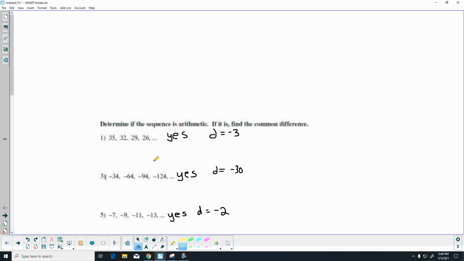Alright, let's go ahead and go through our homework. Here we needed to determine if the sequence is arithmetic, and if so, the common difference. All three of these are. On the first one, I'm subtracting 3. On this next one, I'm subtracting negative 30. And on this bottom one, I'm subtracting 2. So those are my common differences.